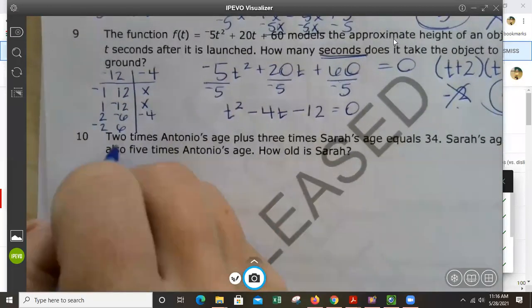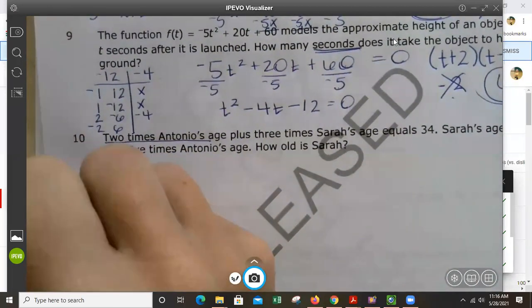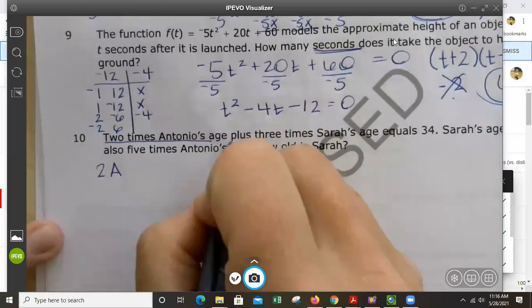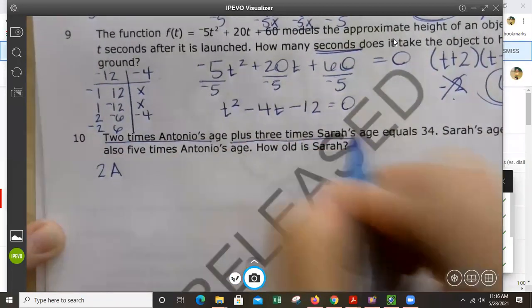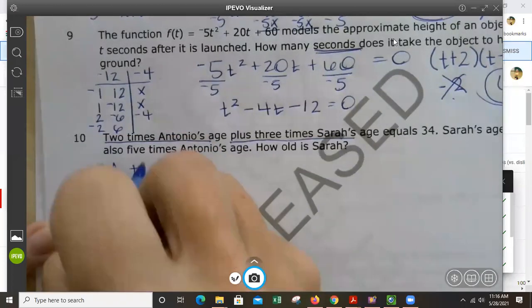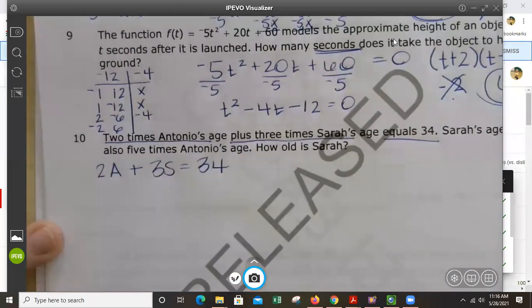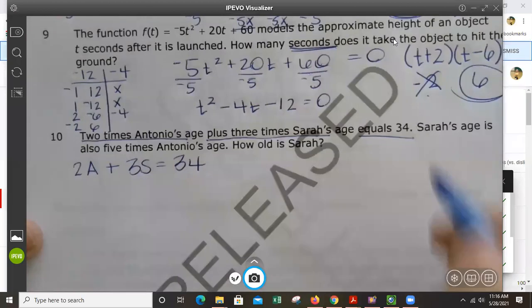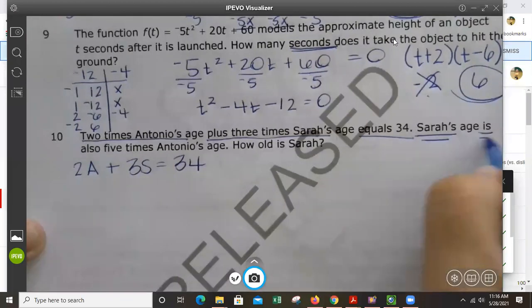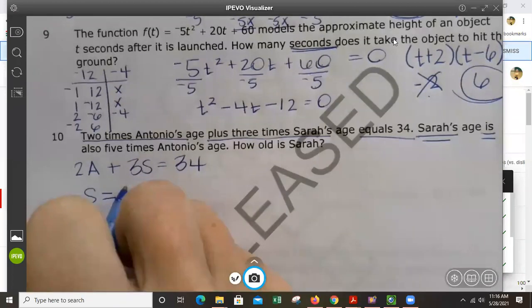So how do I write 2 times Antonio? 2A, and I'm going to make a capital A. Plus 3 times Sarah. How do I write 3 times Sarah? Equals 34. Then your next one says Sarah's age is. So Sarah is. S is 5 times Antonio's age. How do I write that? 5 times Antonio.